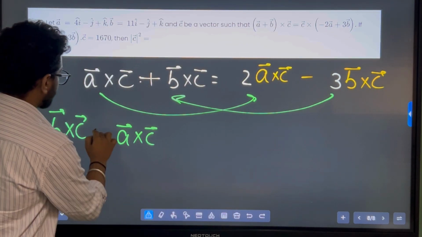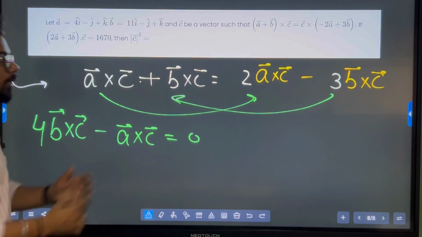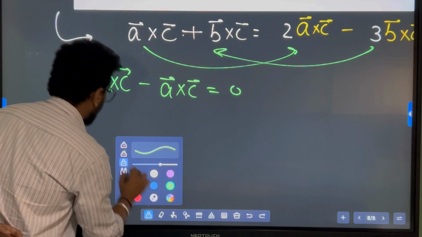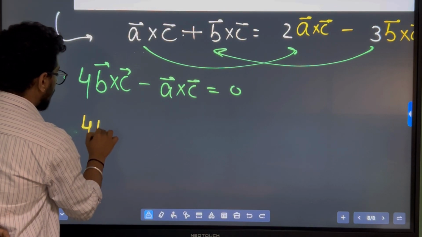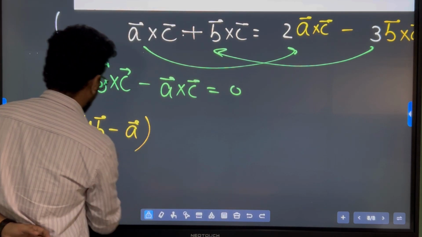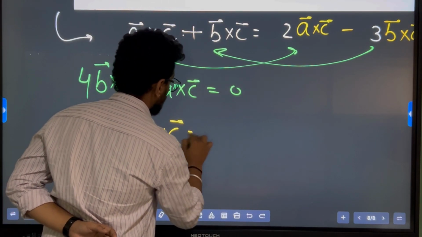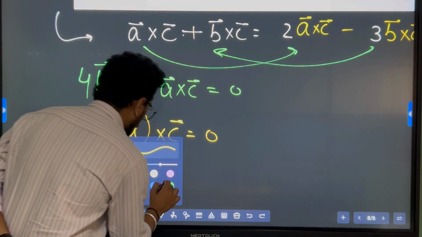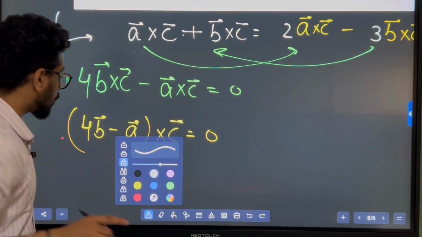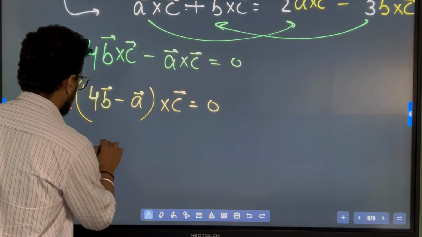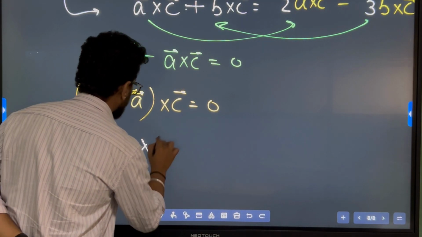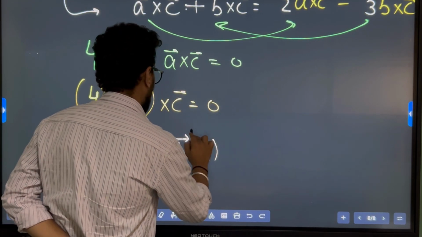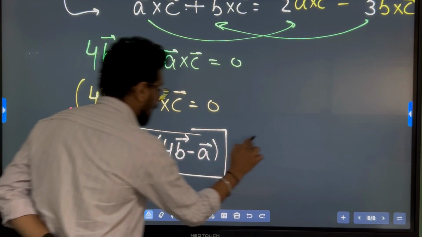Then the final thing is this, or you can bring all the terms over here. Now I will take C vector common, again by the distributive law. We are going to have this equal to 0. What is the meaning of this? When the cross product of two vectors is 0, it means they are collinear or parallel. We can say C vector is lambda times of 4B minus A vector. I don't need it right now, but if I need it, I will come back to the same question.